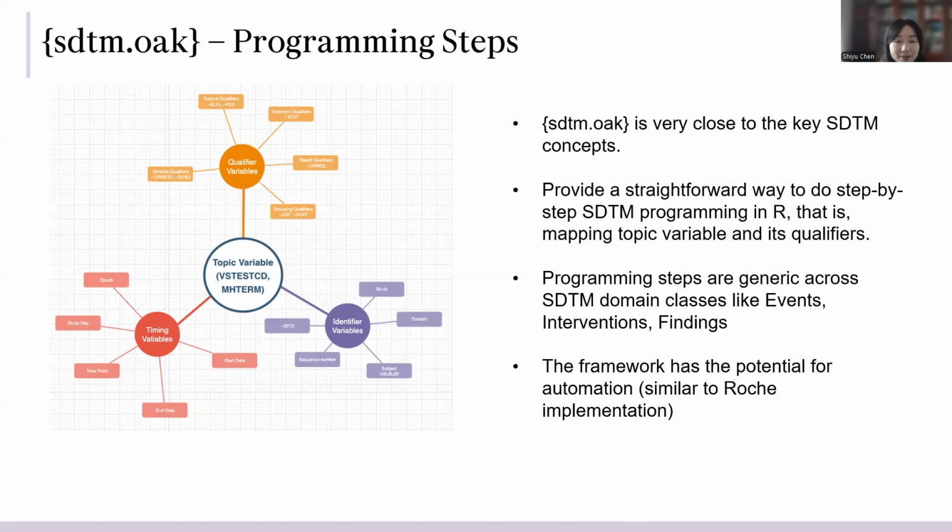The programming steps in sdtm.oak are very close to the key SDTM concepts, that is to map the topic variable first, and then map its qualifiers and identifiers that give additional information to the topic variable. And you repeat this process again and again for different topic variables in your source. These programming steps can be used across different domains like events, interventions, and findings, and the framework we have put together has a huge potential for full automation, similar to Roche's implementation.